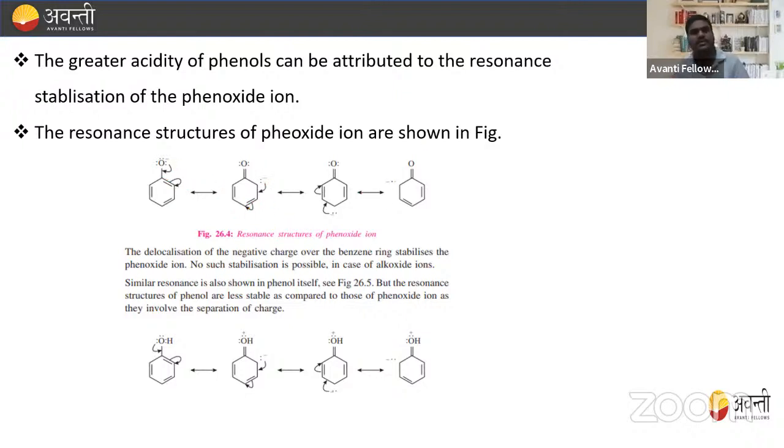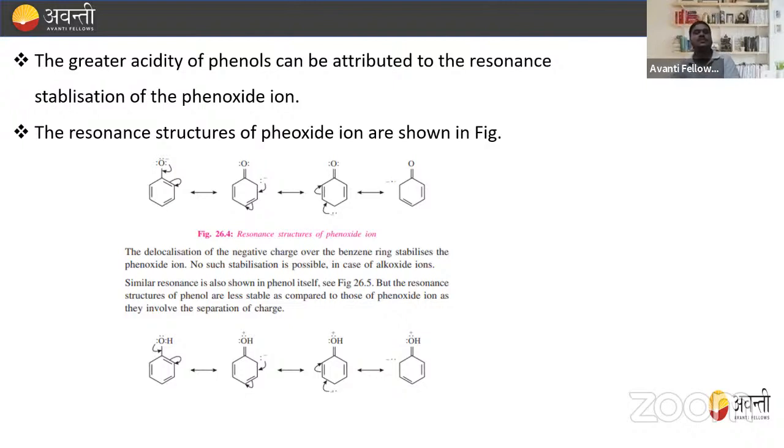So we can say that the electron density will be increased at only the ortho and para positions. So the delocalization of the negative charge over the benzene ring stabilizes the phenoxide ion. So no such stabilization is possible in case of alkoxide ion, right? That's why phenol is much more acidic than alcohol.